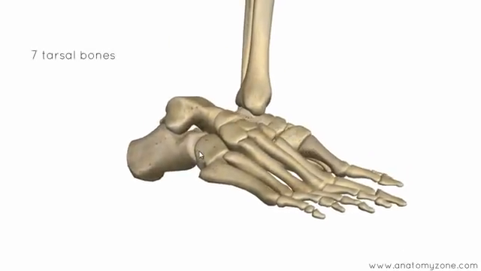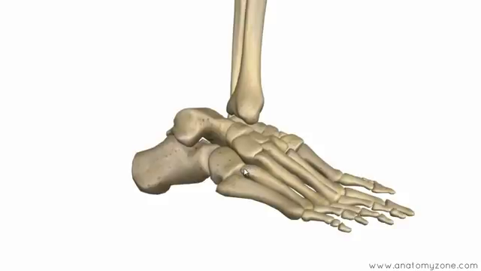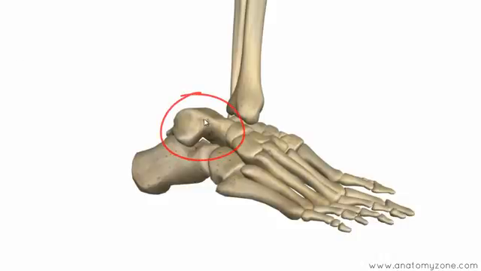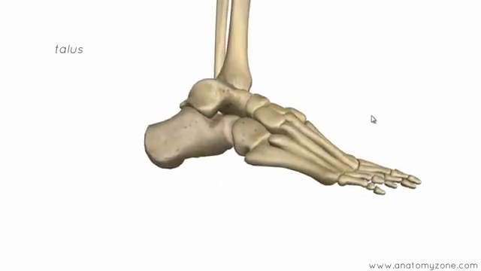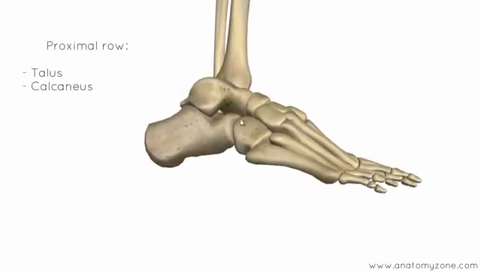So you've got 7 tarsal bones. So these are the bones that come before the metatarsals and the phalanges, and you can separate the tarsal bones into a proximal and distal group. So in the proximal group you've got 2 bones. You've just got this bone here which articulates with the tibia and the fibula. It's called the talus, and you've got the calcaneus. So those are the 2 bones in the proximal row.